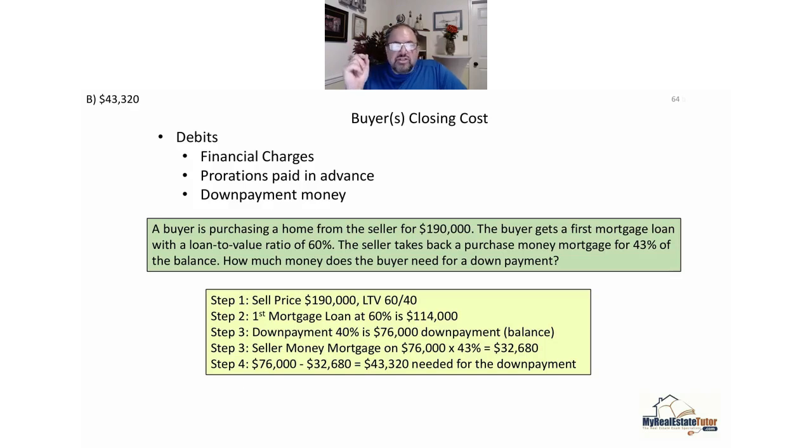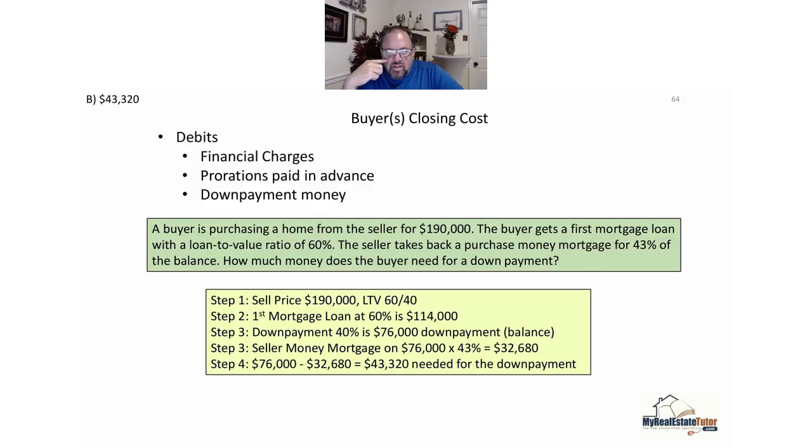Also, prorations that are paid in advance are going to be a debit to the buyer, with taxes, could be interest, HOA dues and all that. So prorations that are paid in advance. Any type of down payment money, again, it'll be a debit to the buyer, they're going to have to bring it to the act of sale.